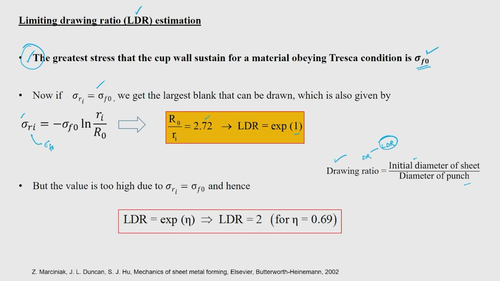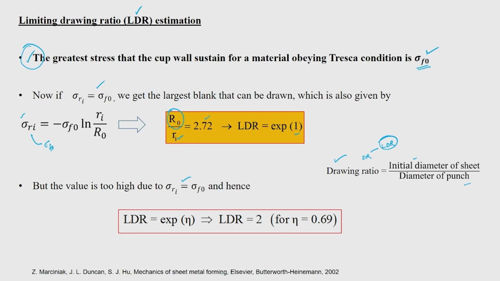If Ri is fixed, suppose the radius or diameter of the punch is fixed, you have to multiply it by 2.72 to get the initial diameter, or initial radius, of the sheet, and only if you pick that particular diameter will you get a successful cup. But as I said, this particular value, sigma Ri equal to sigma F naught, is too high.